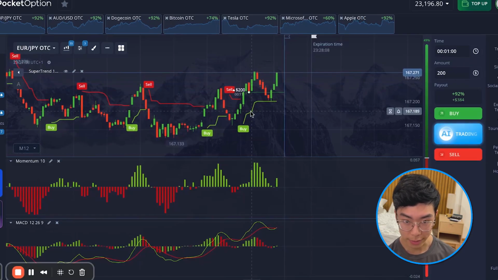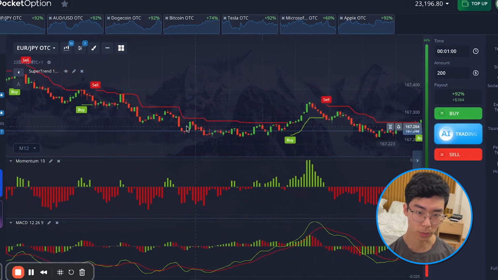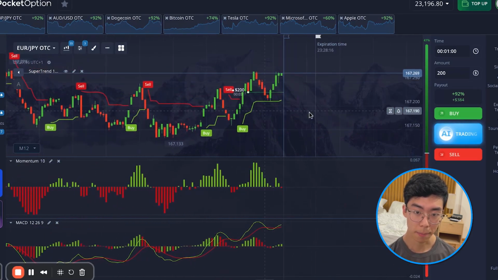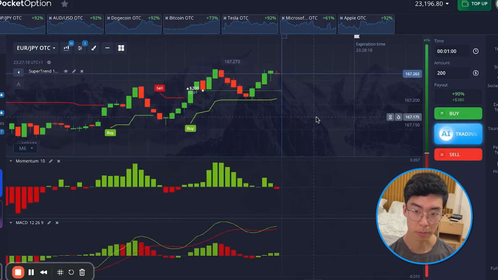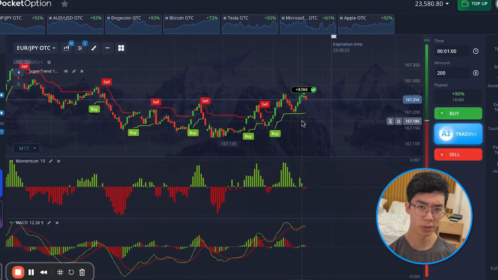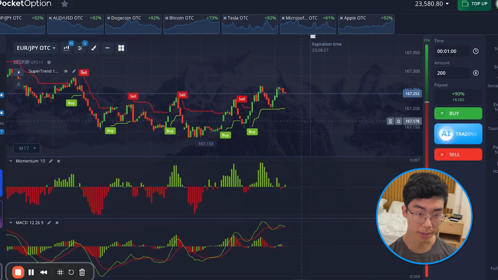So this buy level has actually lasted a lot longer than a lot of the previous buying levels right here, as you see. So a lot longer than most buying levels. So it looks like this might be a win. So there again, we won. So overall, this trading strategy, it does work. It has a 60 to 70% win rate, the Supertrend trading strategy.